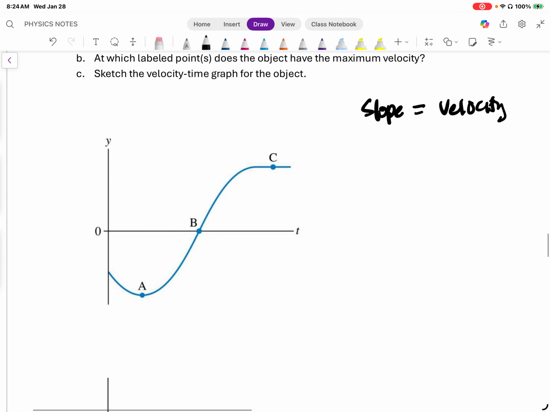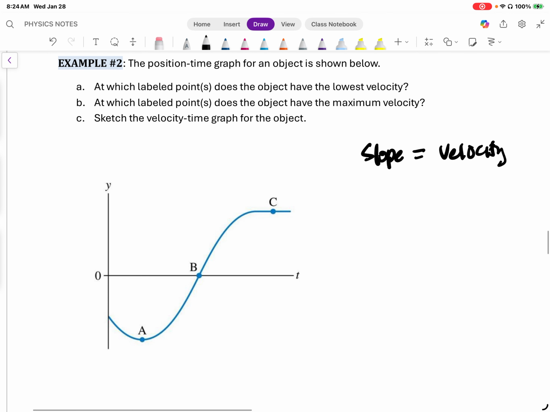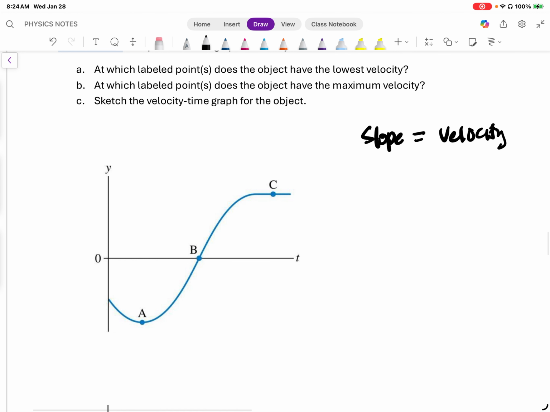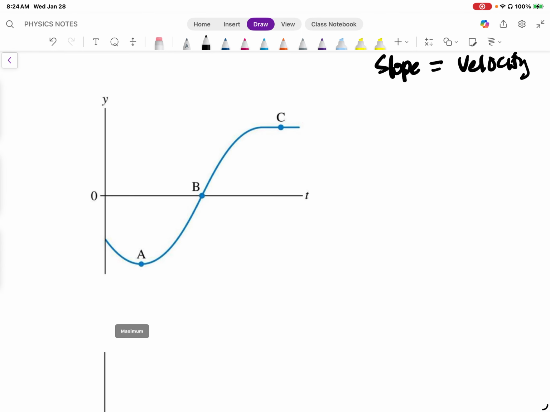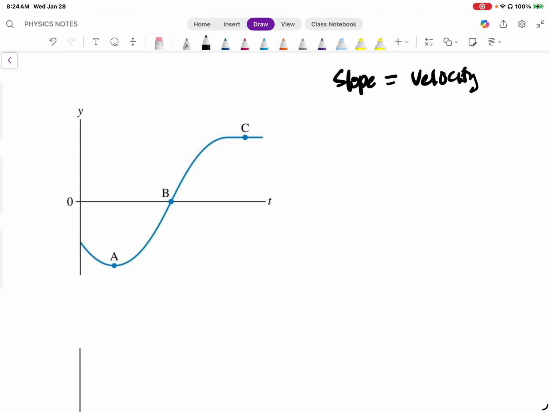And so in this particular case, they asked us for where the object is going to have the lowest velocity. So the slope is going to equal the velocity. So if the slope is 0, that's going to be our absolute lowest. If we have a less steep slope, that's going to be also a lower velocity, right? So if we look at this particular case, something I might do is just throw some tangent lines in here at different points.